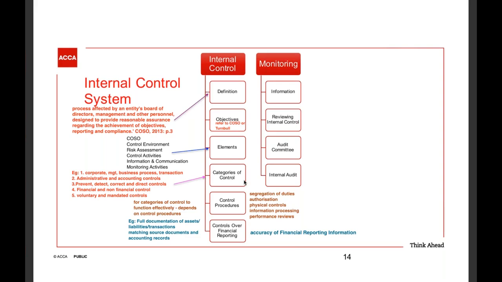So your control procedures comprise segregation of duties, authorization, physical control, information processing, and performance reviews. And then another part of your control is control over financial reporting. The purpose of this control is to ensure accuracy of your financial reporting information.